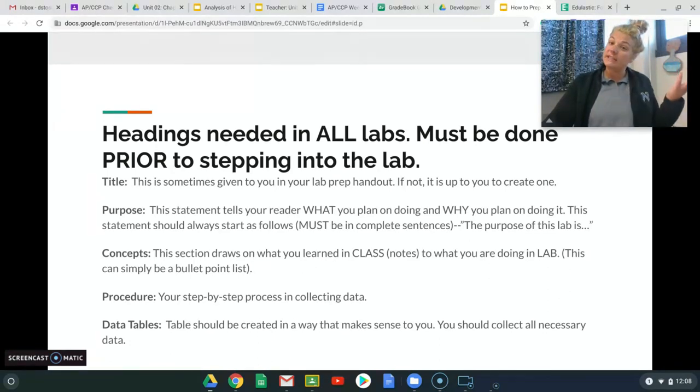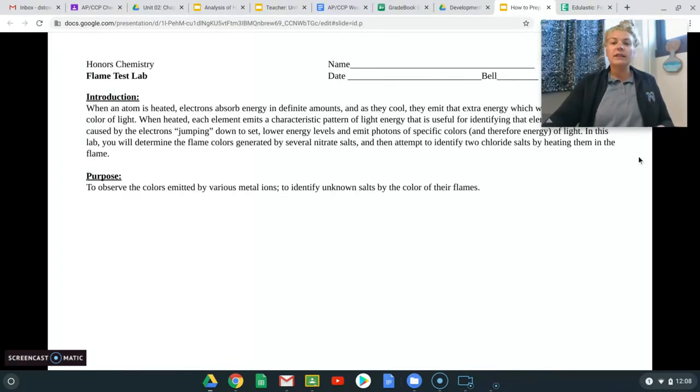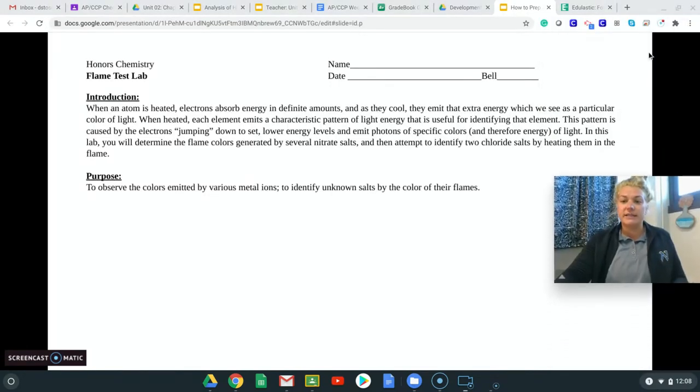So let's look at an example. As you follow along, you are going to be doing the same thing in your lab notebook. So everybody's pre-lab should all look the same because you're just going to copy what I'm doing. Okay, so the lab we are doing is called a flame test lab.